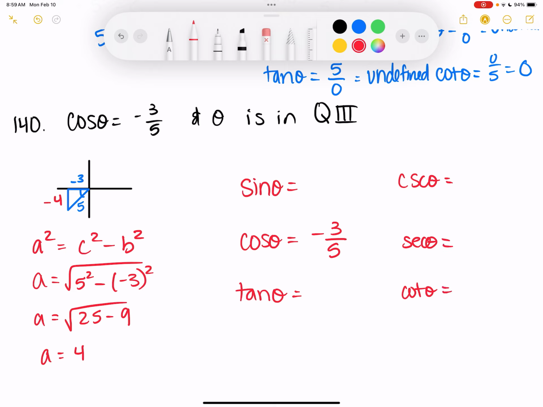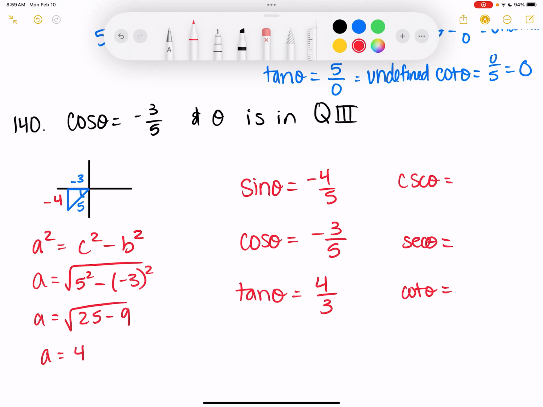All right, so sine is opposite over hypotenuse, so negative 4 over 5. Tangent is opposite over adjacent, so negative 4 over negative 3. Both of those are negative, so it just becomes 4 over 3.